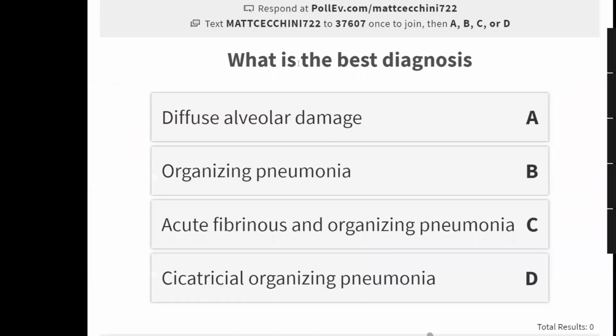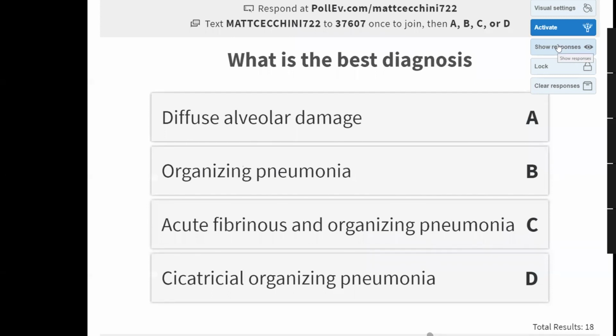Perfect. So what do we think the best diagnosis is for this case? Is it A, diffuse alveolar damage? Is it B, organizing pneumonia? Is it C, acute and fibrinous organizing pneumonia? Or is it D, cicatricial organizing pneumonia? What does everyone think?